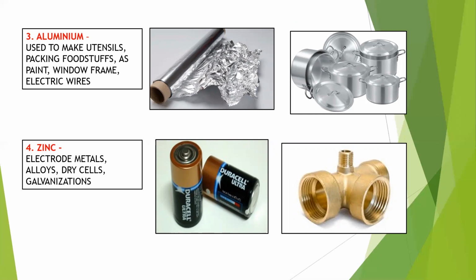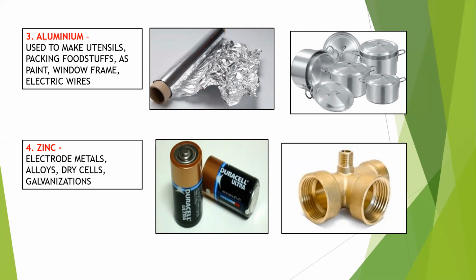Next is aluminium. Now, aluminium is the most abundant metal found in the Earth's crust and the second most useful metal after iron. It is silvery white in color. It is malleable and ductile. And it is a very good conductor of heat and electricity at the same time. Now, again, based on these properties, we will be learning about the various uses of aluminium.